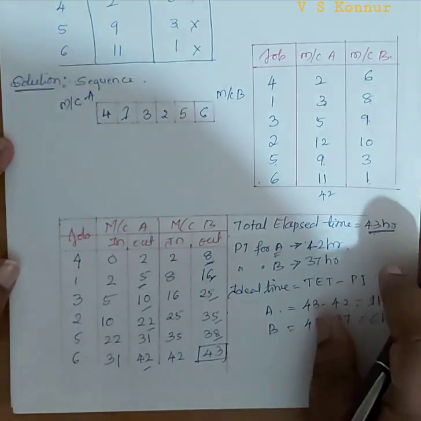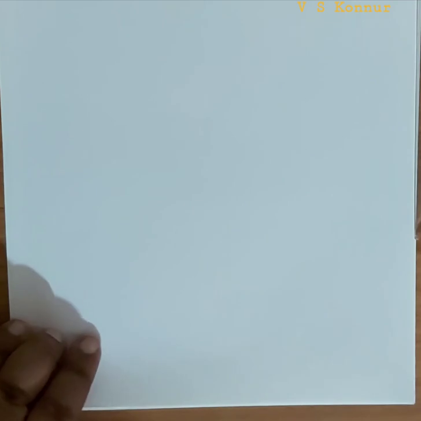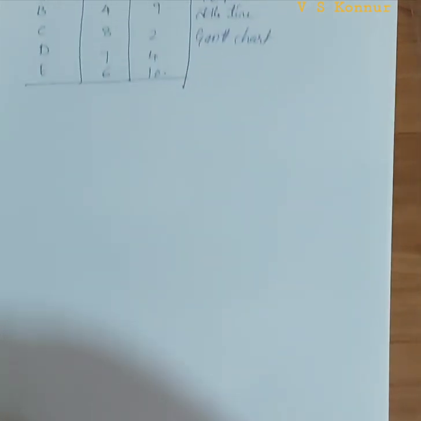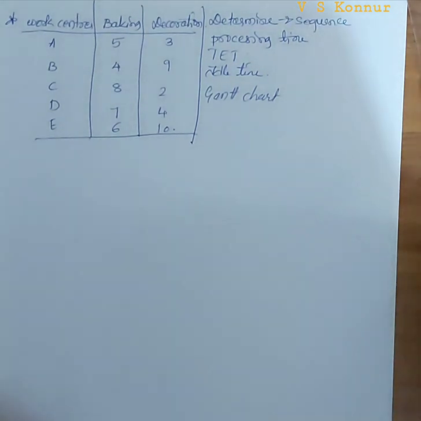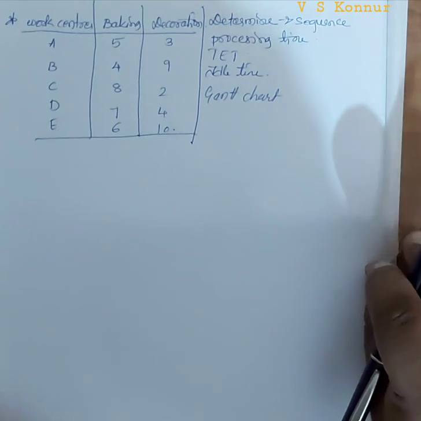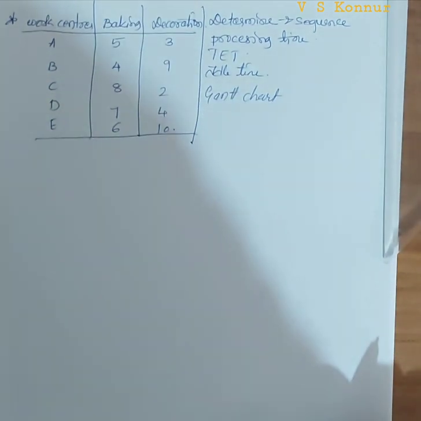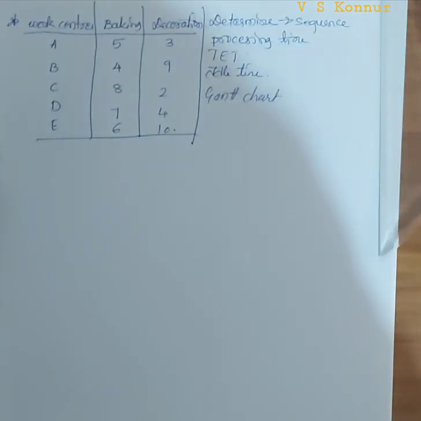So this is a complete problem you have to solve. Next we'll go for the next problem. So one more problem is given. Determine the sequence, processing time, the total elapsed time, idle time, and Gantt chart. Gantt chart will be explained in this problem.